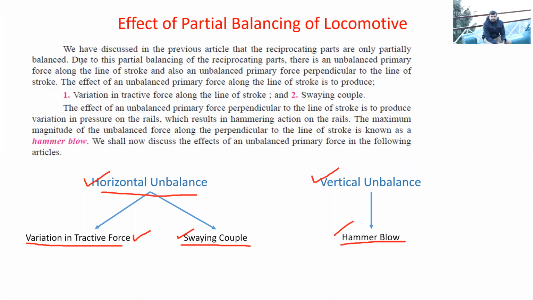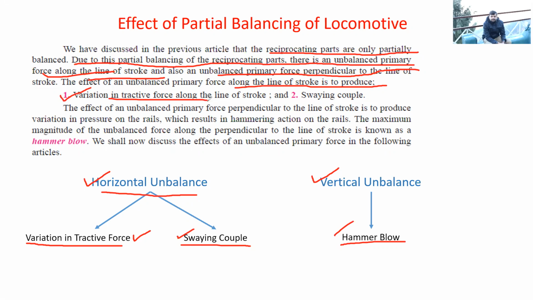Okay, so let's just quickly read this. As we discussed, the reciprocating parts are only partially balanced, right? Due to the partial balancing of the reciprocating parts, there is an unbalanced primary force along the line of stroke, and also an unbalanced primary force perpendicular to the line of stroke, that is horizontal and vertical. The effect of unbalanced primary force along the line of stroke is to produce two effects, that is variation in tractive force, and a swaying couple. Okay. Now, the effect of unbalanced primary force perpendicular to the line of stroke will produce pressure on the rails, which will result in hammering action on the rails.